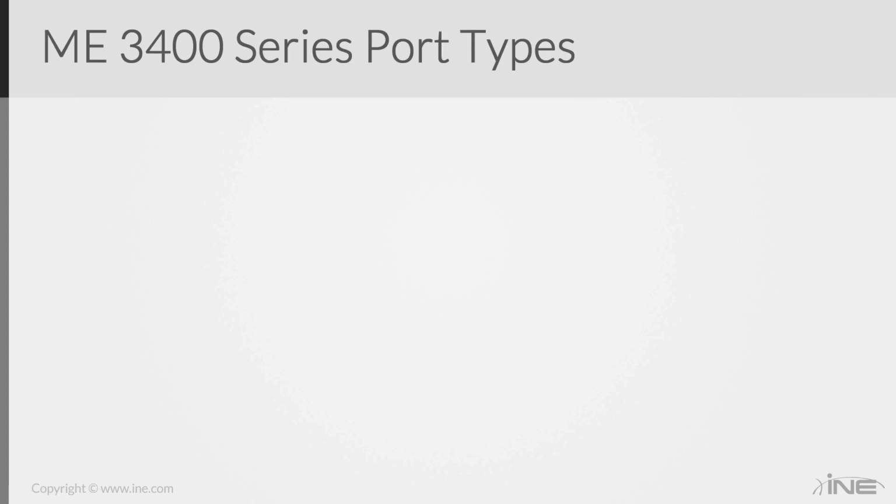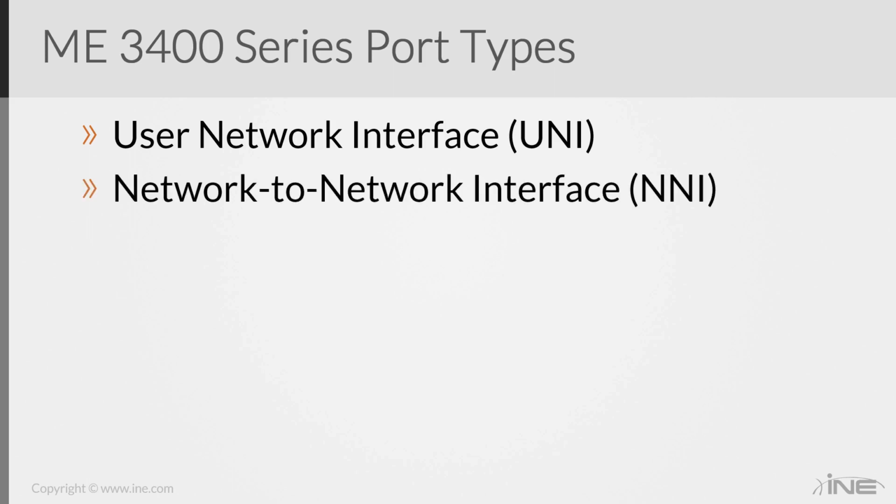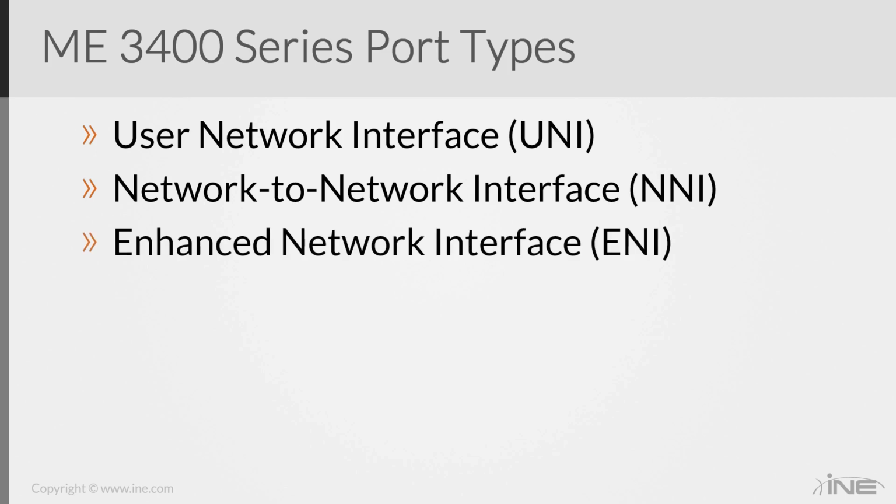Now, the Metro Ethernet switch is typically going to be a device that's at the customer's location, and this is going to be the handoff from the provider. So the provider is going to manage that device and provide the connectivity to the rest of your network through it. Now, there are a couple different port types. You have the user network interface, or the UNI, you have the network-to-network interface, or the NNI, and you have the ENI, or the enhanced network interface.